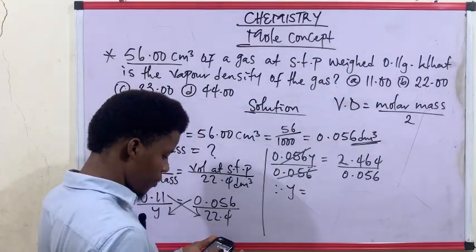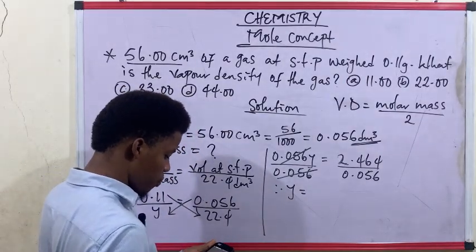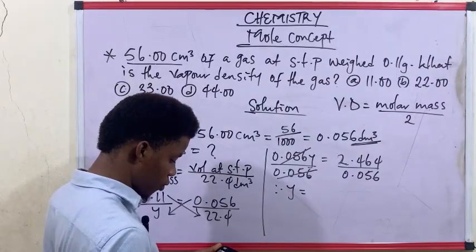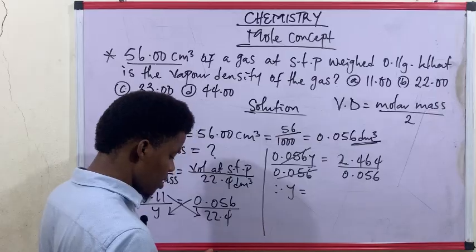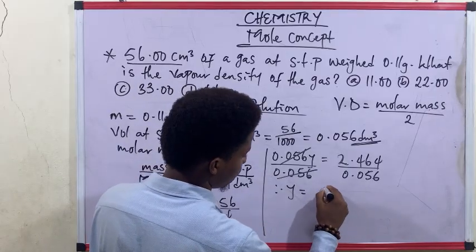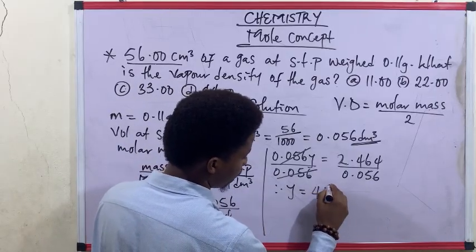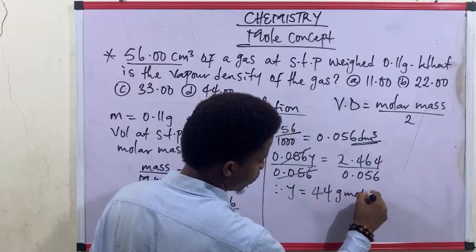So we have 2.464 divided by 0.056. That's going to give us what? 44 gram per mole.